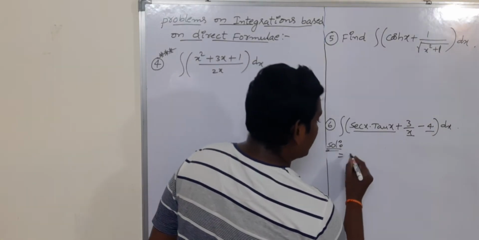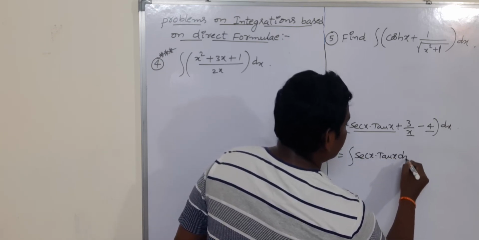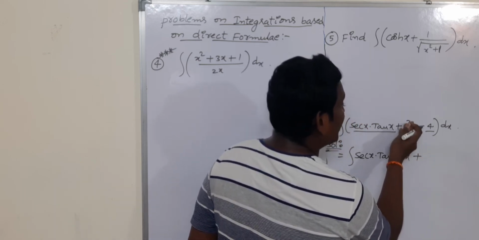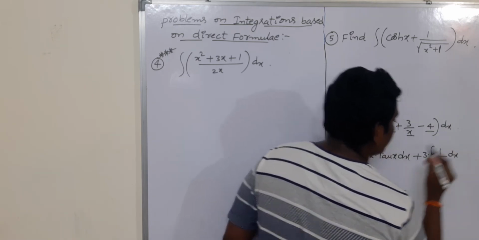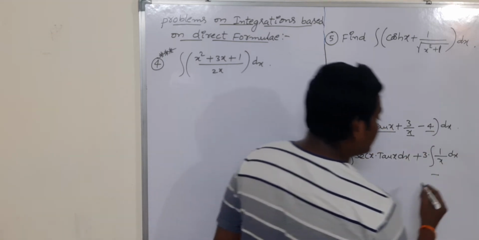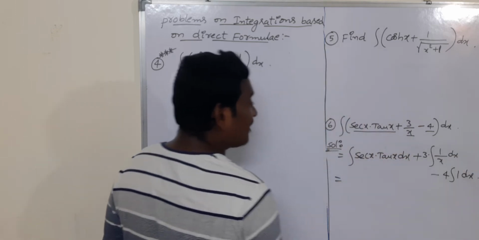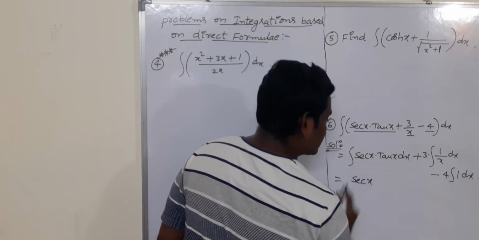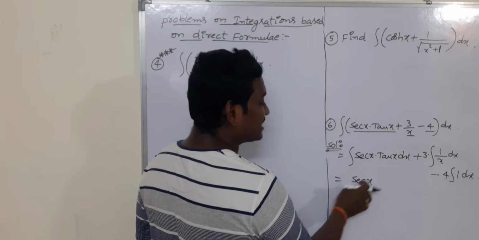So this given integral becomes integral secant x into tan x dx plus 3 is the constant in the numerator, so take it outside from the integral, 3 into integral 1 by x dx minus, here 4 is also constant, so take it outside from the integration, simply you have here dx. We have a direct formula for integral secant x into tan x, which is secant x, because derivative of secant x is secant x into tan x, that's why integration of secant x into tan x is secant x.